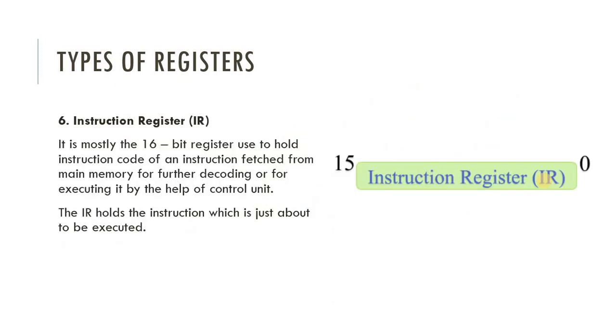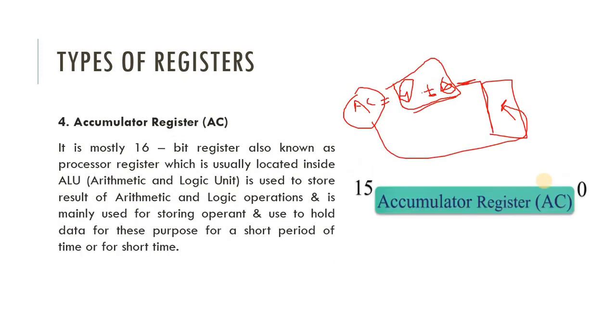Now next is the instruction register. It is mostly a 16-bit register used to hold the instruction code of an instruction fetched from main memory for further decoding or for executing it with the help of the control unit. The IR holds the instruction which is just about to be executed.